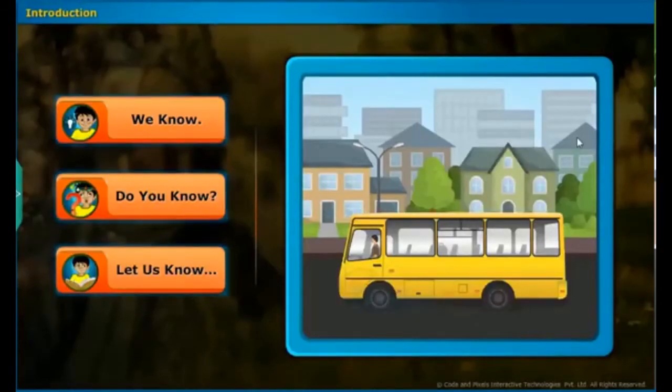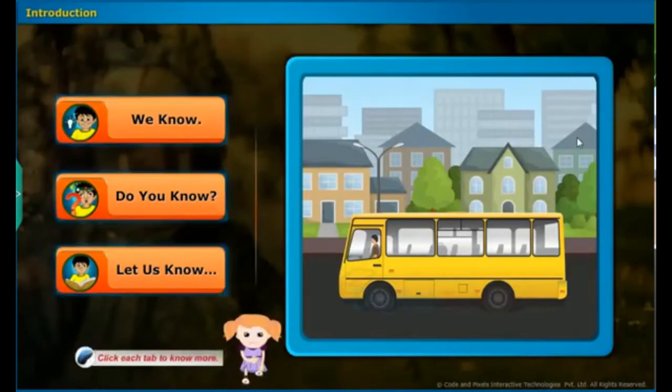Introduction. Before entering into the chapter, follow the instructions shown on the screen. Click each tab to know more.